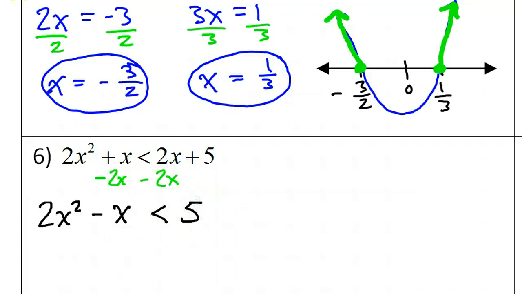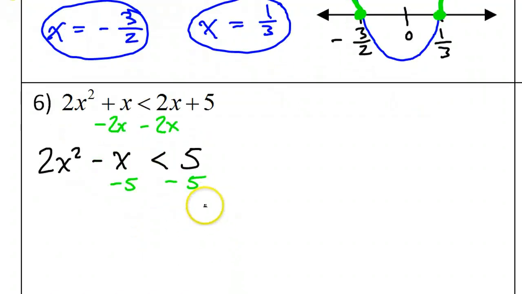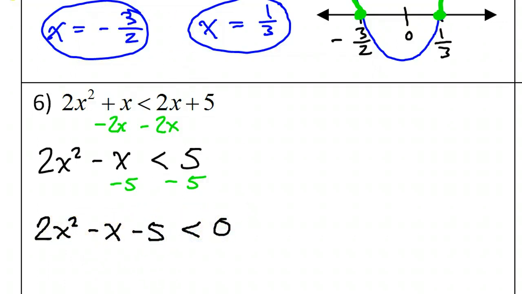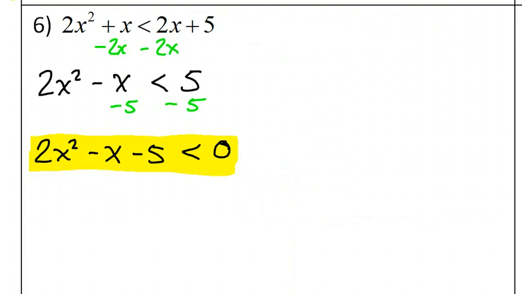And now I'm going to subtract 5 from both sides. So that's going to give me 2x squared minus x minus 5 is less than 0. This is the version of the inequality that we're going to use for the rest of the problem. And this is a 0, not like a 6. Let's try to factor it. Let's see what happens.